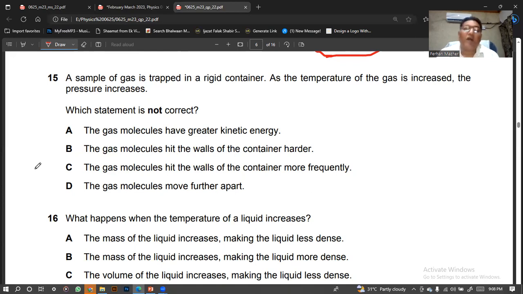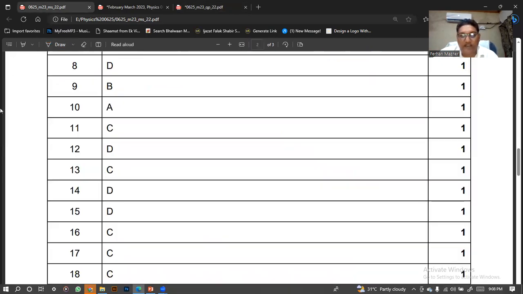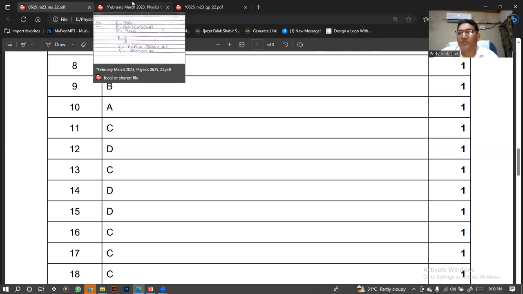The D option is, the gas molecules move further apart. That is wrong, because the volume of the gas is constant. We were looking for the statement which is not correct, so statement D is not correct. So D is the right option for question number 15.